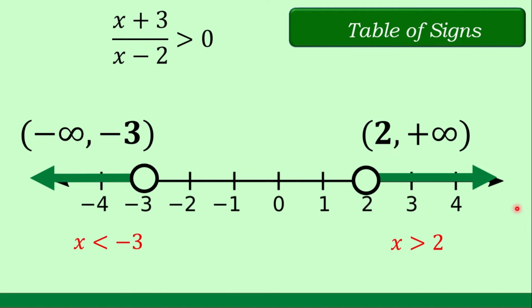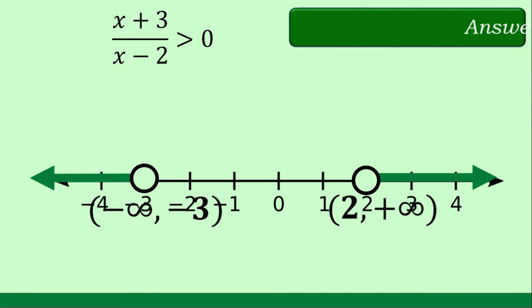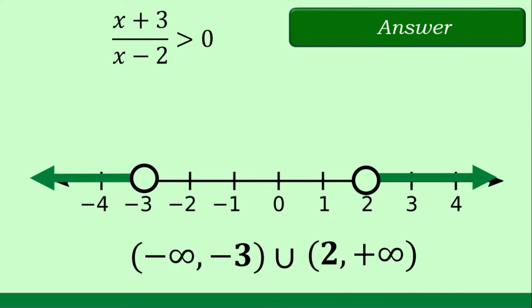Unlike the graph, we simply have this form. But for our interval notations, we will include this symbol, which is very important. That would be the union of these two interval notations. So that would be for the interval notation.